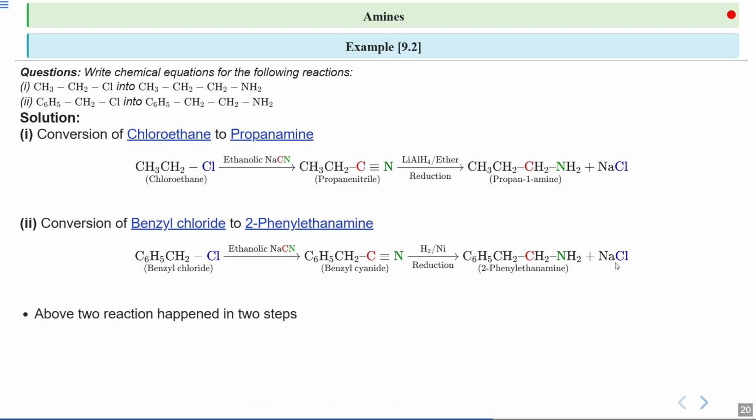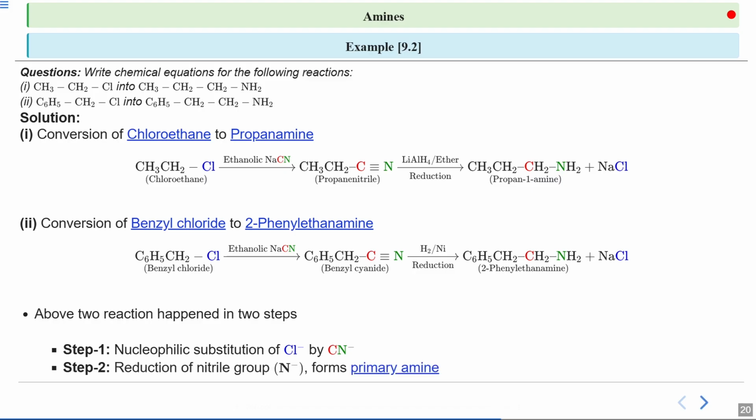Now, the above 2 reactions happened in 2 steps. The first one is nucleophilic substitution of Cl minus by CN minus. This is a nucleophilic substitution where the cyanide, this CN minus, replaces a chloride ion. In both it is happening. This CN minus replaces this chloride ion on the carbon chain. This step is important because it not only removes the halogen, but it is also adding an extra carbon atom.